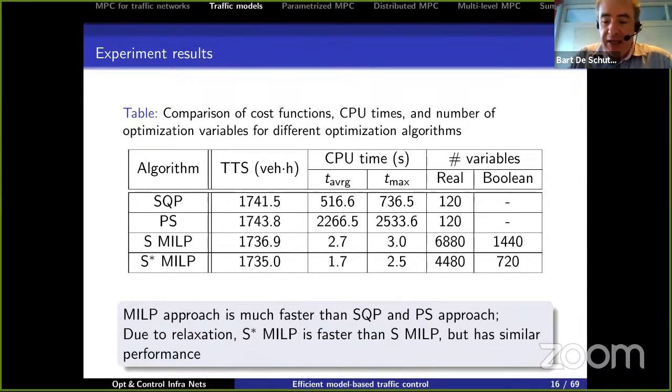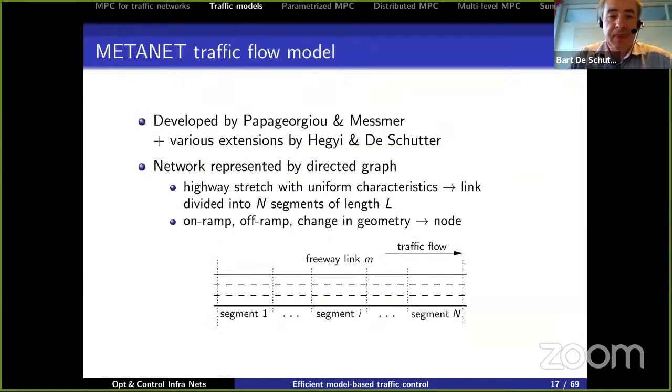So this was about the S model, which we use for urban freeways, for urban networks. We also will briefly discuss the MetaNet traffic flow model, which is used for freeways and also for major urban corridors. So this model was developed by Papageorgiou and Messmer. Actually, Professor Papageorgiou will give a presentation later this week, and then he will also come back in more detail to the MetaNet model. And it has been extended in various ways.